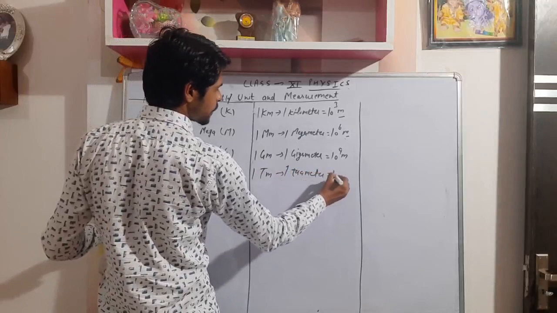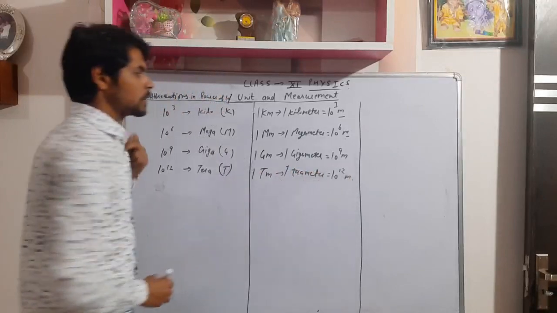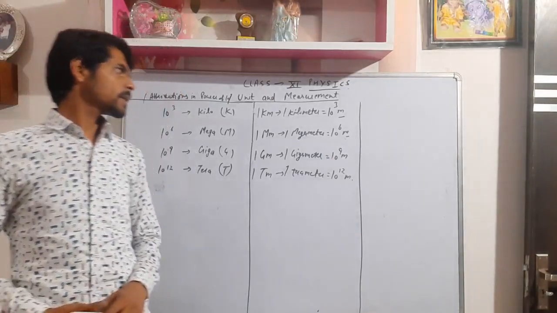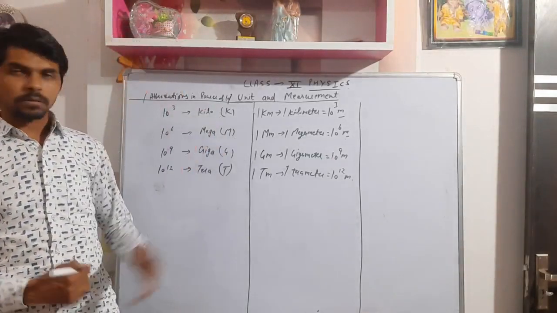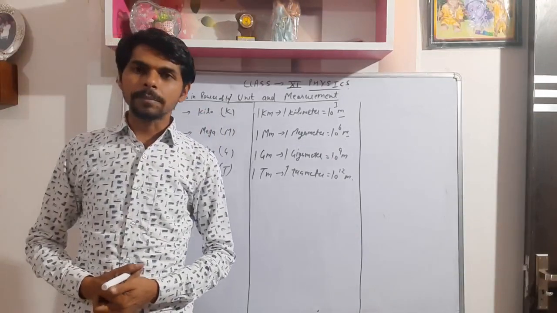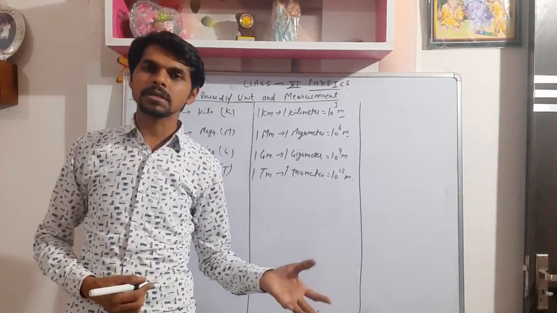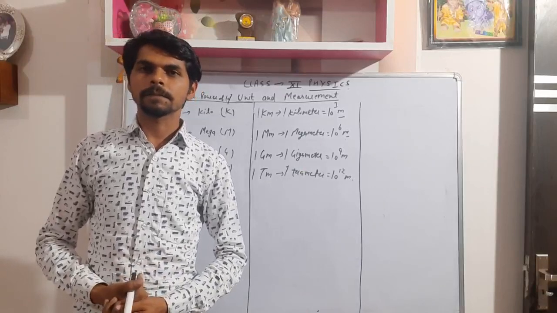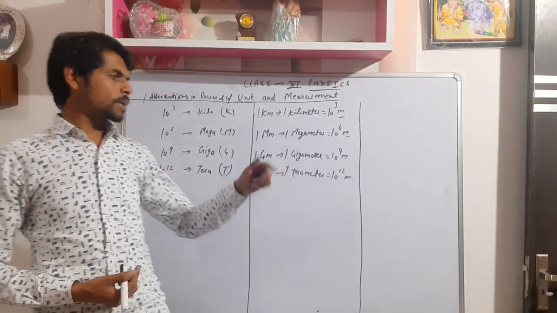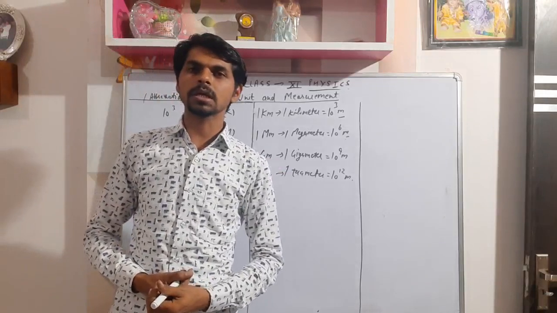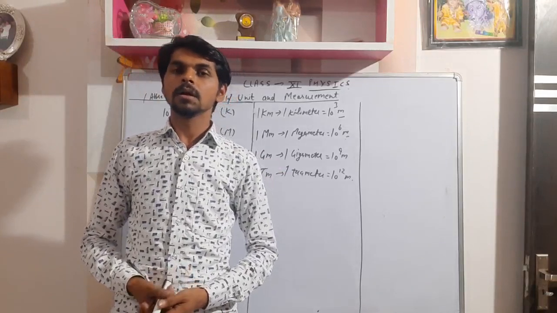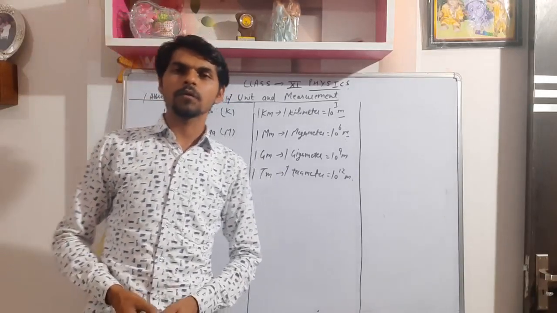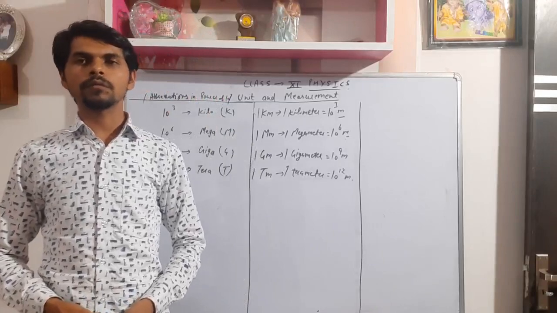1 terameter is 10 to power 12 meter. So we can convert the values given in the abbreviation into the SI unit. If 1 gigameter is written, it means 10 to power 9 meter. If 1 terameter is given, it is 10 to power 12 meter. 1 kilometer is 10 to power 3 meter. 1 megameter means 10 to power 6 meter. So these are the abbreviations for the positive powers of 10.